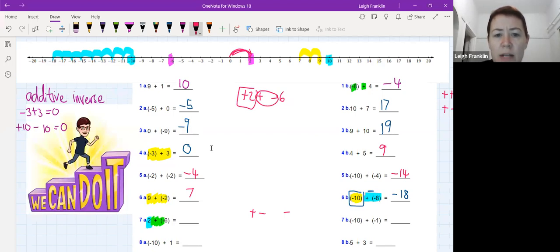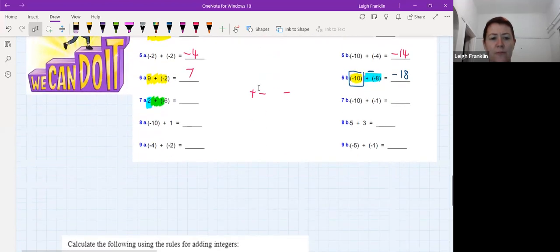We're going to change our direction, and we're going to go 1, 2, 3, 4, 5, 6 places to the left. So we're actually going to end up at negative 4. So 2 plus minus 6 is negative 4. All right, this will be the last one that we'll do like this.